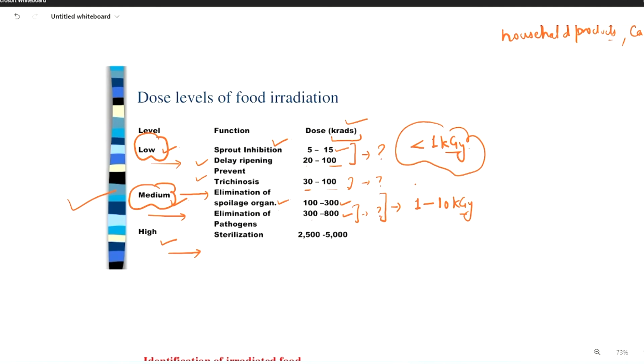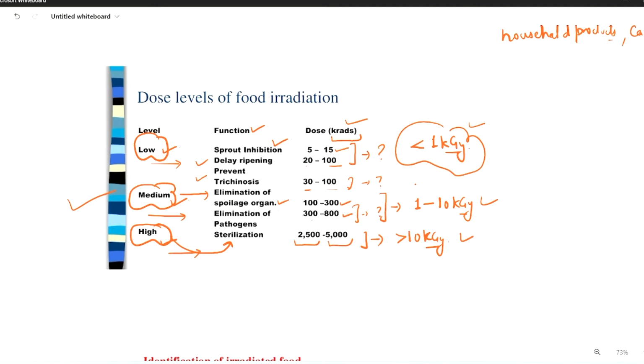right? If we talk about the high dosage, high dosage is basically used to sterilize the food material, right? And in this case, the dose is high and it is given between 2500 to 5000 kilorads. And if we talk in kilograys, then it is given more than 10 kilograys, right? So in this case, you should be very aware of the doses, what type of doses are given for what type of food material and for what purpose, right?